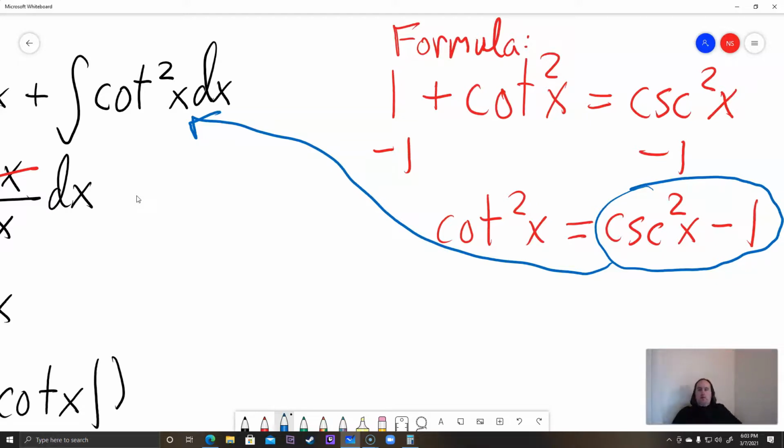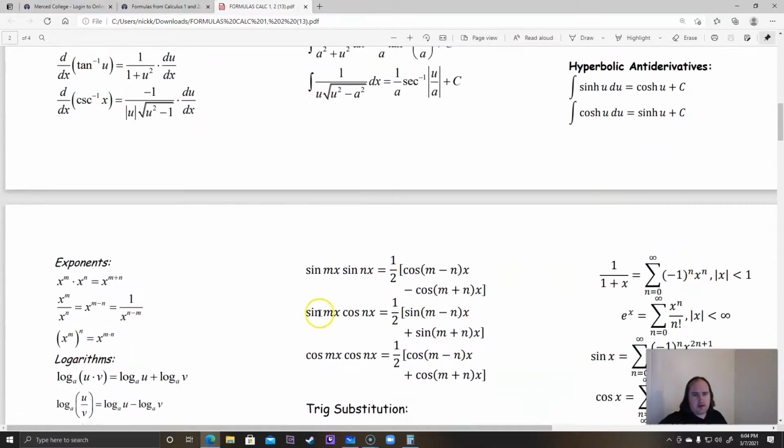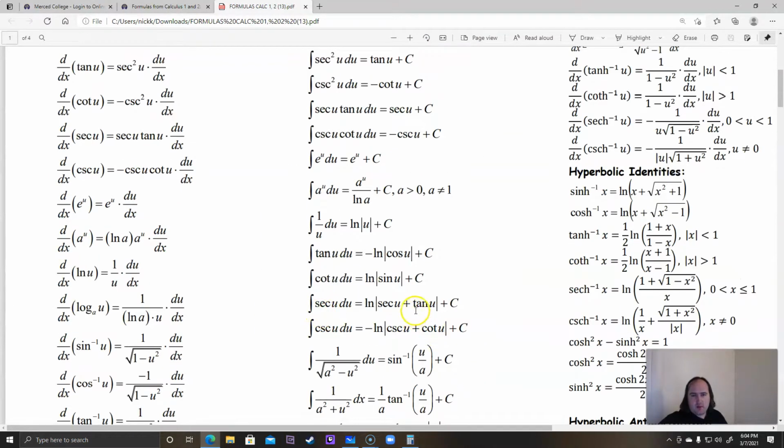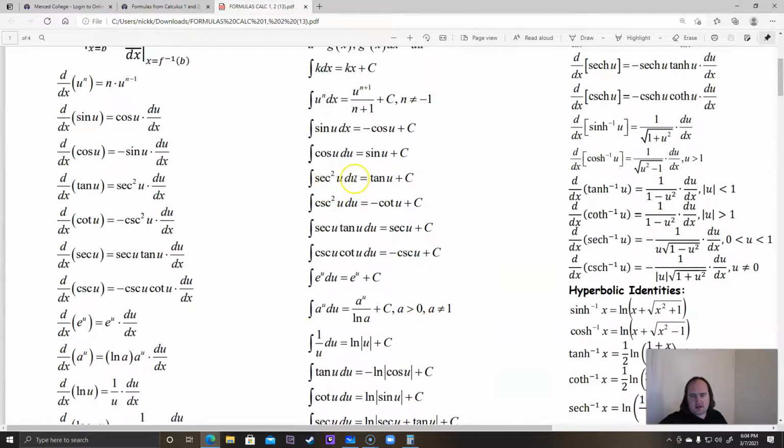But what made me think of using it is that for cotangent squared, any power of a trig function is difficult. But something like cosecant squared or secant squared, we do have formulas for. So if we go back up to the first page, we know that the integral of secant squared is tangent, and the integral of cosecant squared is negative cotangent. So that's why I wanted to rewrite it in terms of either secant squared or cosecant squared.